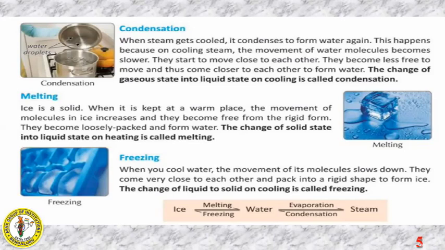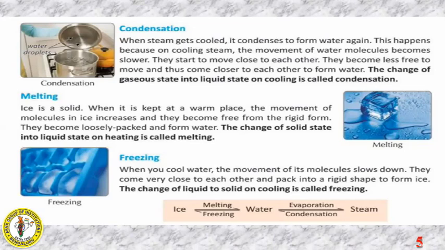Simply, they will not convert; they absorb the heat present in the atmosphere, and due to this heat energy, the molecules start moving faster and then they are converted into water. So the change of solid state into liquid state on heating is called melting. Changing of solid state, that is ice cube, into liquid state, that is water, on heating. Here no one is going to heat, it is absorbing the heat present in the atmosphere. So this process is called melting.